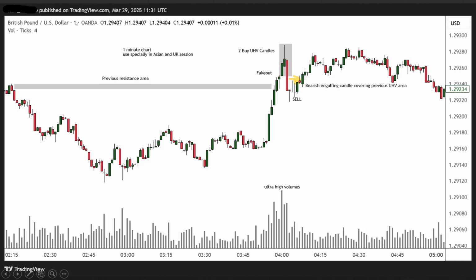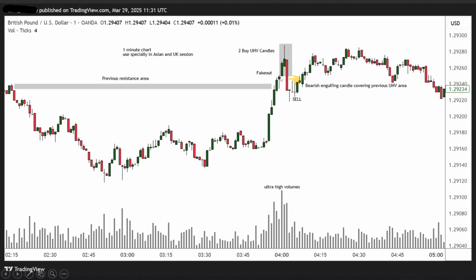So that is a 1-minute chart of GBP/USD, and this 1-minute chart is recommended in the Asian and UK sessions. You cannot use this strategy on the 1-minute time frame in the US session. So if you are trading on the 1-minute time frame, you should not trade in the US session. The 1-minute time frame is only recommended in the Asian and UK sessions.